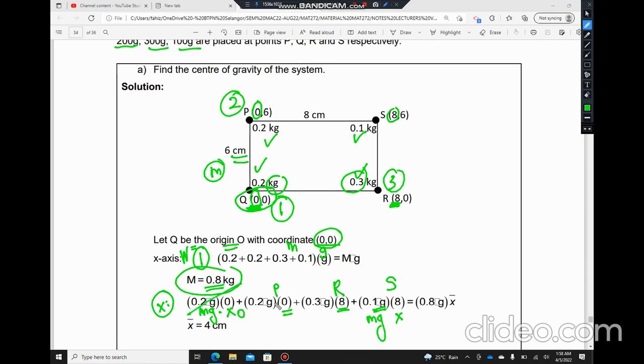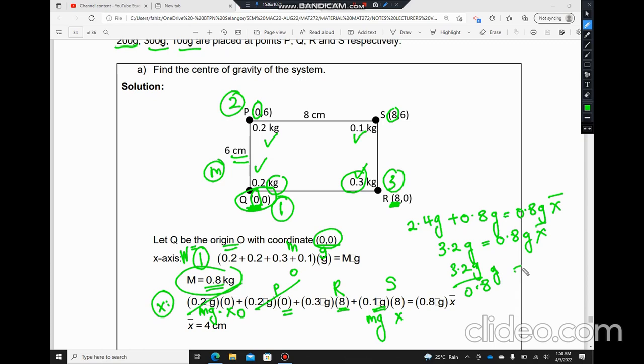This one you get 0, this one you get 0. 0.3 multiply by 8, 2.4 G plus 0.1 multiply by 8, 0.8 G equals to 0.8 GX. Okay, 2.4 plus 0.8, 3.2 G equals to 0.8 GX. So 3.2 G divided by 0.8 G equals to X. So this one you can solve here. So you get 4 equals to X. Okay, so that's why we get 4 cm.